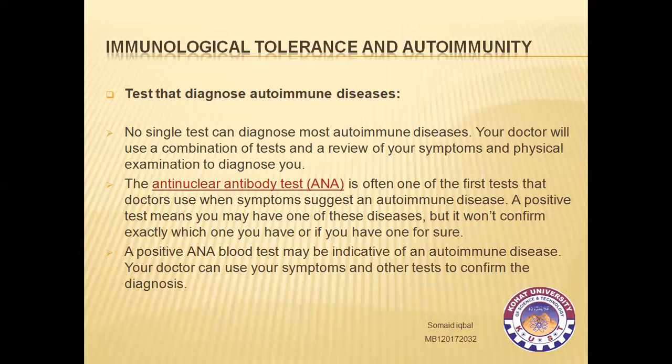Tests that diagnose autoimmune disease: no single test can diagnose most autoimmune diseases. Your doctor will use a combination of tests and a review of your symptoms and a physical examination to diagnose you. The anti-nuclear antibody test is often one of the first tests that doctors use when symptoms suggest an autoimmune disease. A positive test means you may have one of these diseases, but it won't confirm exactly which one you have. Your doctor can use your symptoms and other tests to confirm the diagnosis.